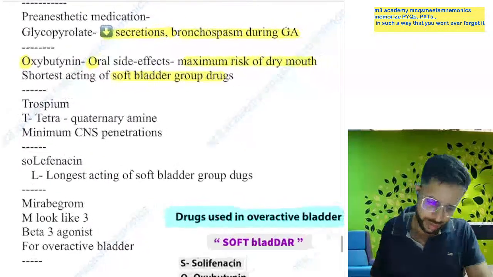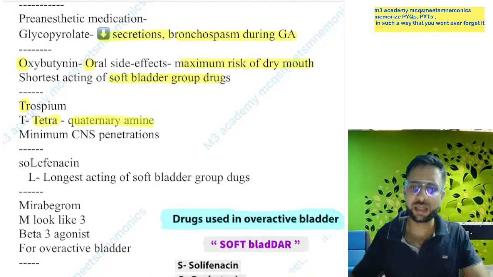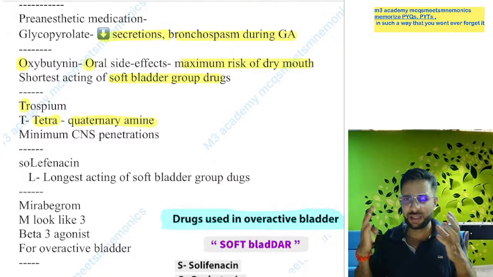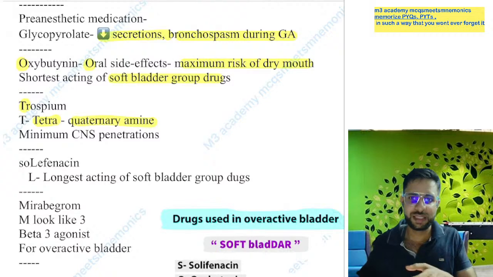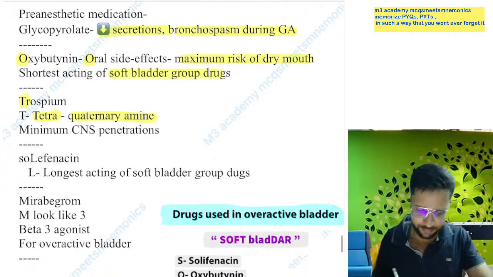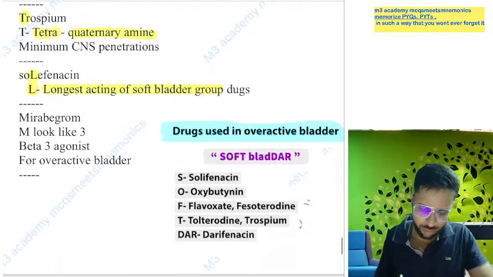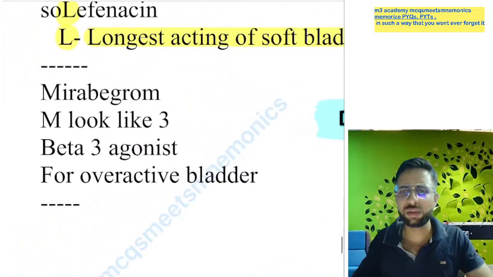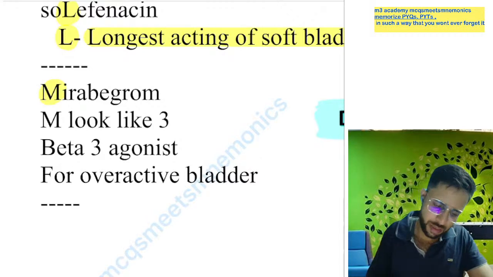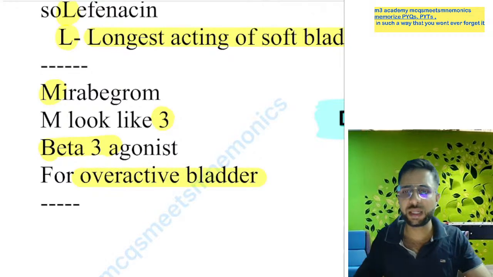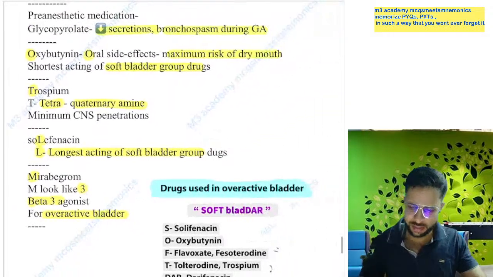Now, trospium T4, tetra means this is a quaternary ammonium compound, and you can easily predict the feature of the quaternary ammonium compound. Just imagine a fatty person, an obese person, a big person who cannot move easily, so poor penetration. Yes, you can say. Now, solifenacin is the L4 longest acting from the soft bladder group, and mirabegron. This mirabegron was asked in NEET PG previously. Mirabegron, M looks like 3, so this works on the beta 3 receptor and is used for overactive bladder. Yes. So this is the soft bladder.